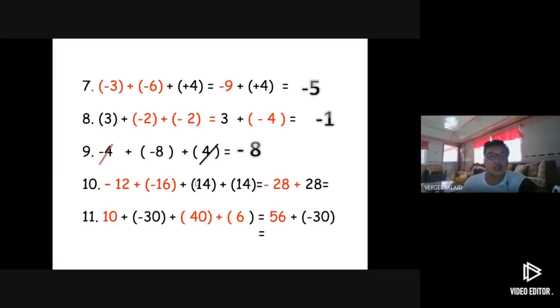Okay. So how about number 10? Still the same process. Negative 12 and negative 16, you are going to add this first, that is negative 28, then 14 plus 14 is 28. Since these are opposites, the result is 0. And 10 plus negative 30 plus 40 plus 6, you are going to add the positives first. 10 plus 40 plus 6 is 56, then added by negative 30, so that is unlike sign, so you are going to subtract. Then copy the sign of the larger absolute value, that is positive 26.